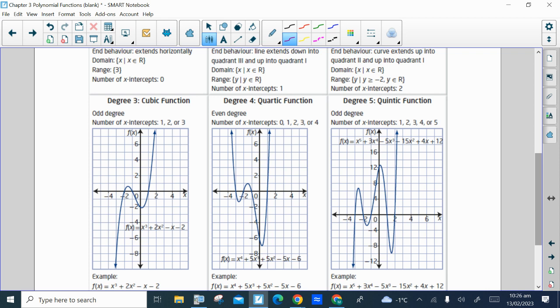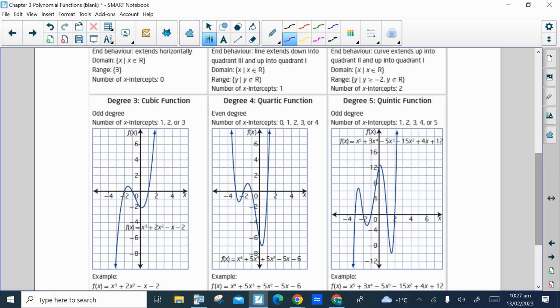So there's a connection between linear functions and cubic functions. The end behavior will be the same based on whether the initial term coefficient is positive or negative. And when we look at the quartic function, that's a fourth degree, again, it's going to work the same as a quadratic.